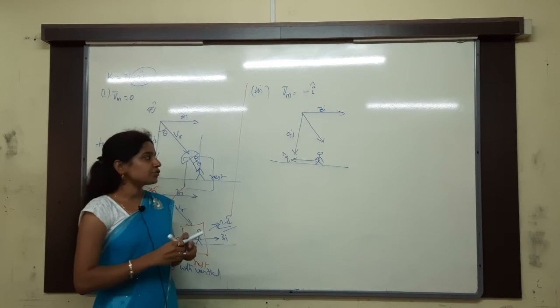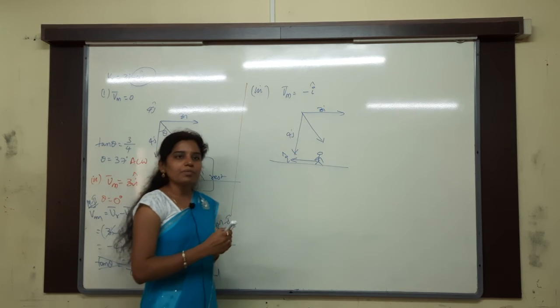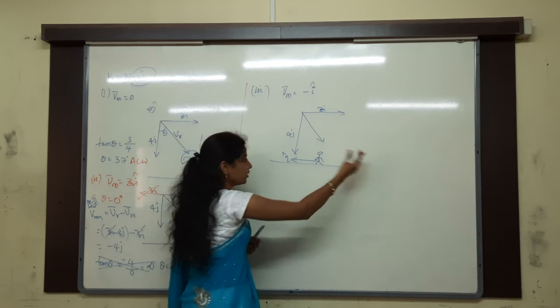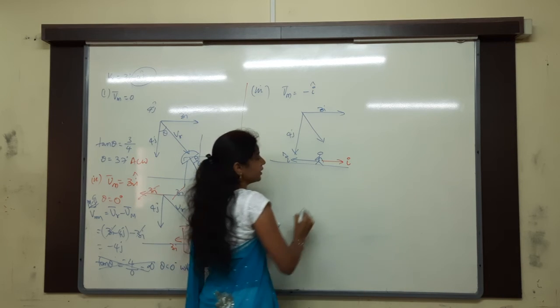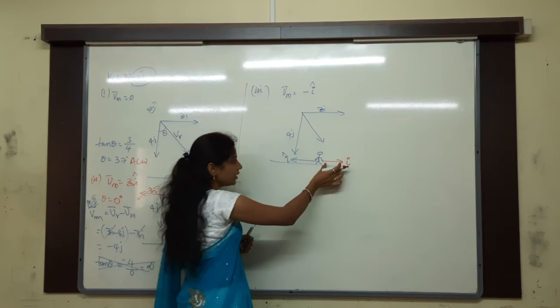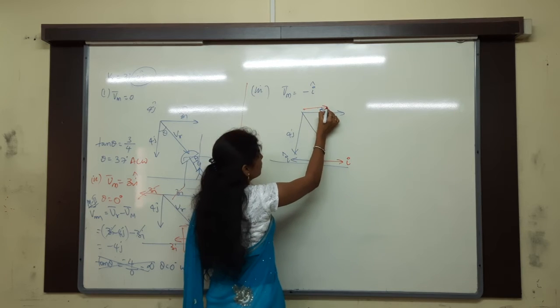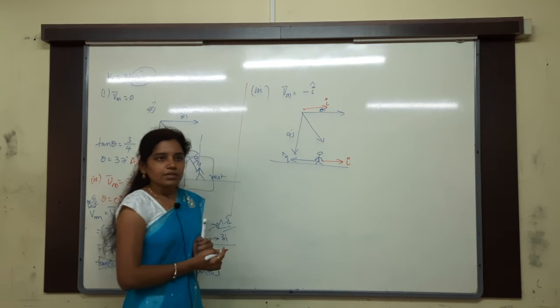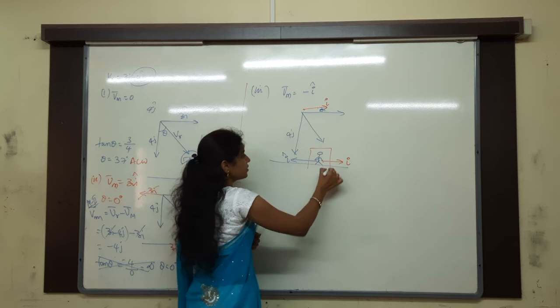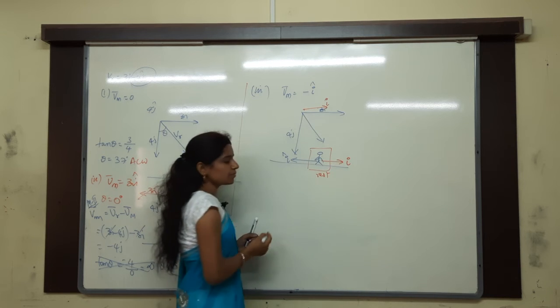So again, to stop the man, what do you have to do? Along the positive x axis you have to give the i. If here you have given minus i, then here also you have to give i. Then this man is now at rest.